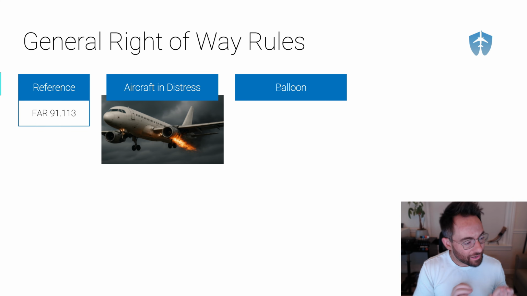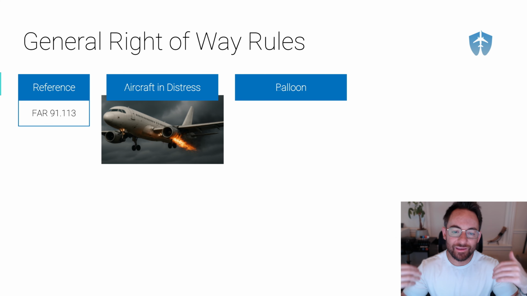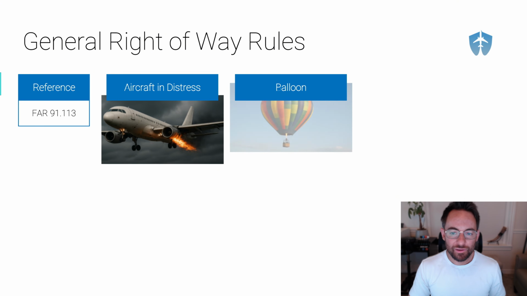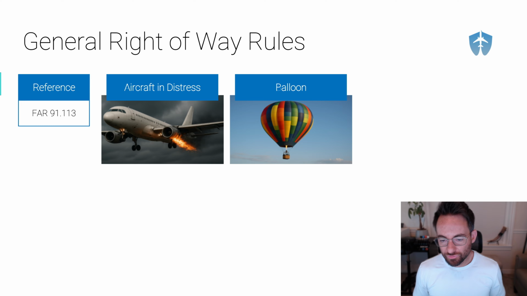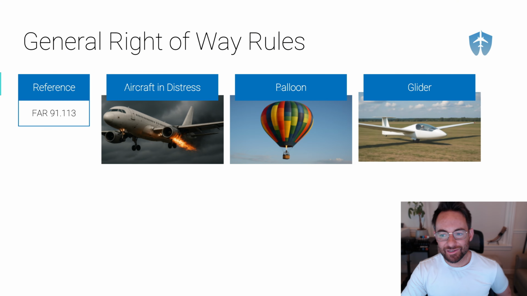After aircraft in distress, the aircraft with the least maneuverability gets the most right of way. So if they can't really maneuver quickly and dramatically, then they get more right of way, which makes sense. The first one is a balloon. Hot air balloons, whatever, you go up in the sky and you just go where the balloon goes, right? You go where the wind takes you. You don't have a lot of control over the maneuverability of a balloon. So if there's not an aircraft in distress in the area, balloons get the right of way. Next, we've got gliders.